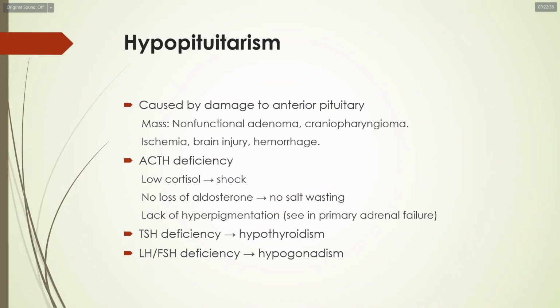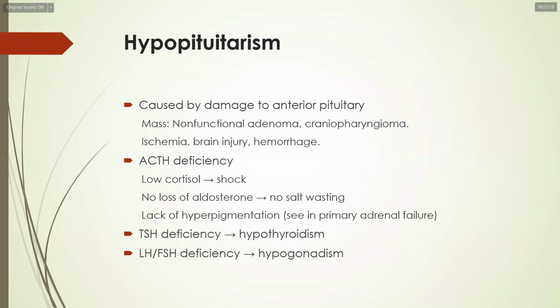Hypopituitarism is caused by damage to the anterior pituitary gland. It can be caused either by mass effect through a non-functional adenoma or craniopharyngioma, which is a benign tumor, and by ischemia, brain injury, and hemorrhage. ACTH deficiency: in ACTH deficiency, there will be no loss of aldosterone, so there will be no salt wasting, and there will be no hyperpigmentation, as seen in primary adrenal failure.